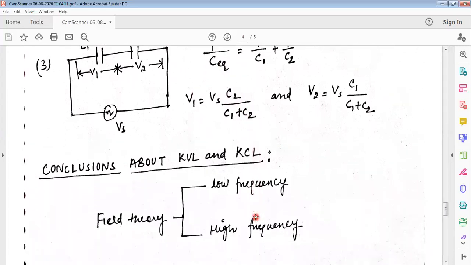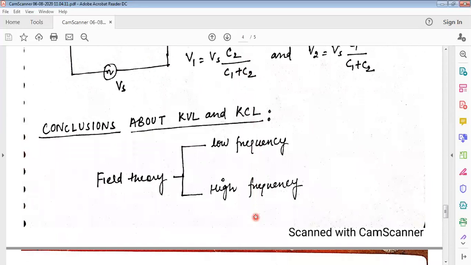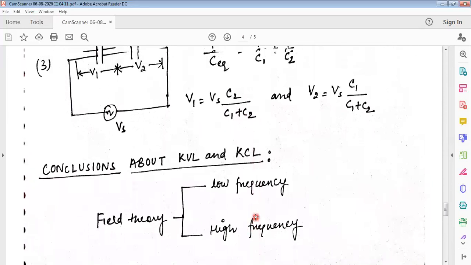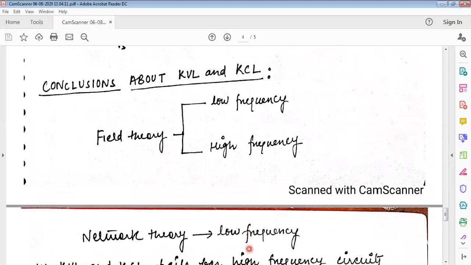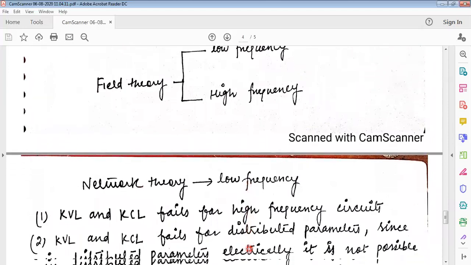in series. Now there are some conclusions about the KVL and KCL. So what is that conclusion? One is field theory and another is network theory. Field theory you can apply for low frequency systems and high frequency systems also. The field theory approach can be applied for low frequency and high frequency applications, but your network theory concepts can be applied only for low frequency applications.